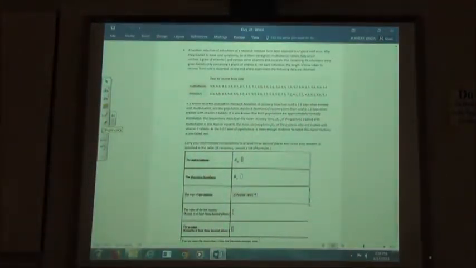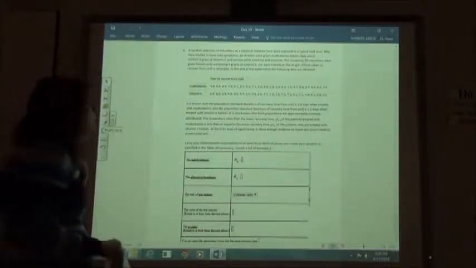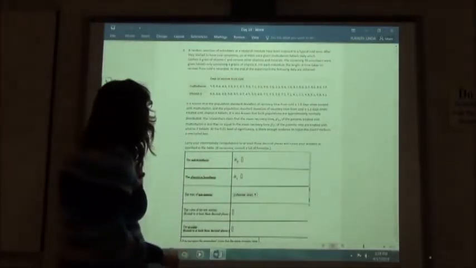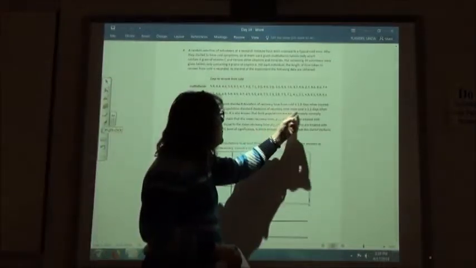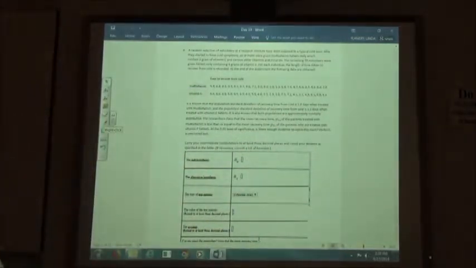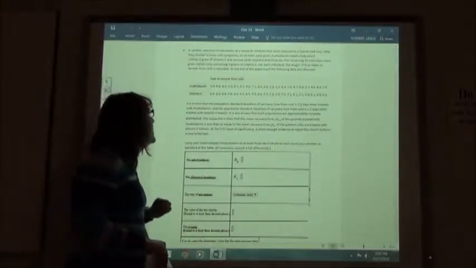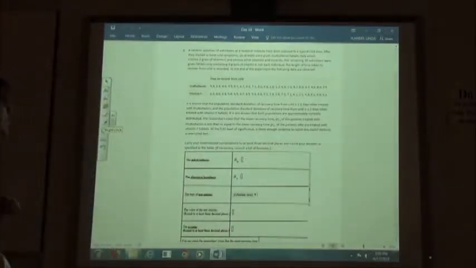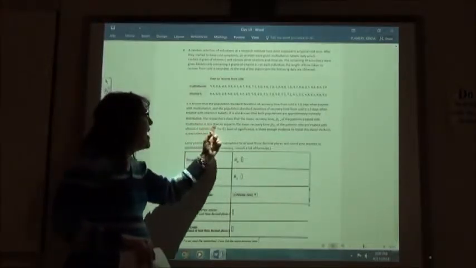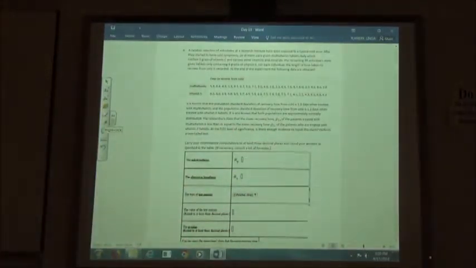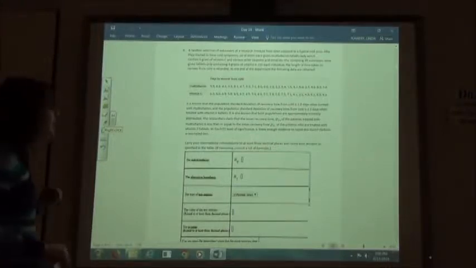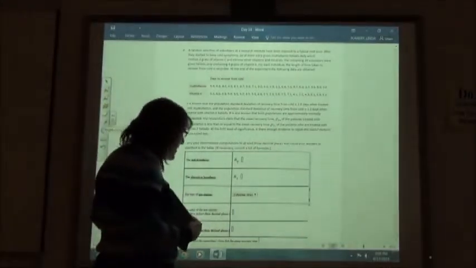It is known that the population standard deviation recovery time from a cold is 1.8 days when treated with the multivitamin. And the population standard deviation for recovering from a cold is 1.5 days when treated with vitamin C. It is also known that both populations are approximately normally distributed. The researcher claimed that the mean recovery time μ1 of the patients treated with multivitamin is less than or equal to the mean recovery time of μ2. At a 0.01 level of significance, is there enough evidence to reject this claim?